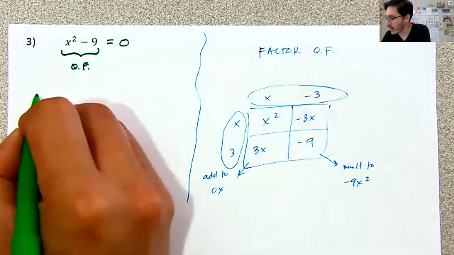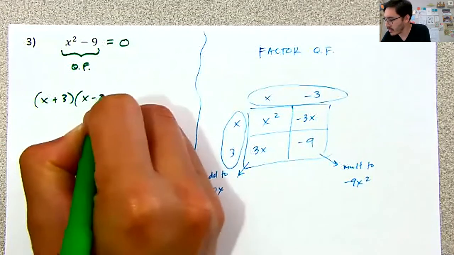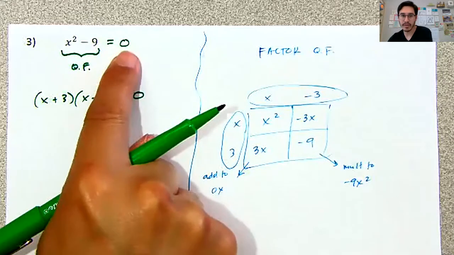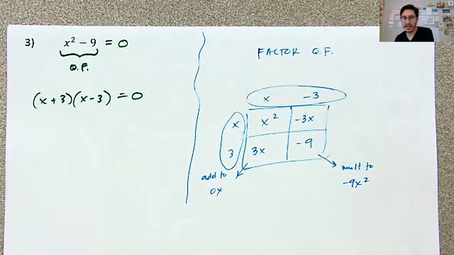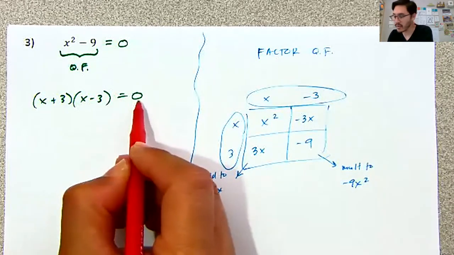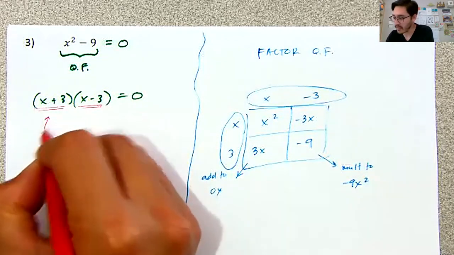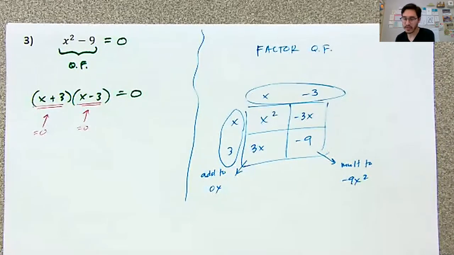All right, so our quadratic function can be written as x plus 3 times x minus 3. And we know that the quadratic function is equal to 0, so we still have to write equals 0. And here's where that 0 product property comes into play. The only way to get an answer of 0 is if one of the things that you're multiplying is 0. So maybe that first expression is 0, or maybe that second expression is 0.